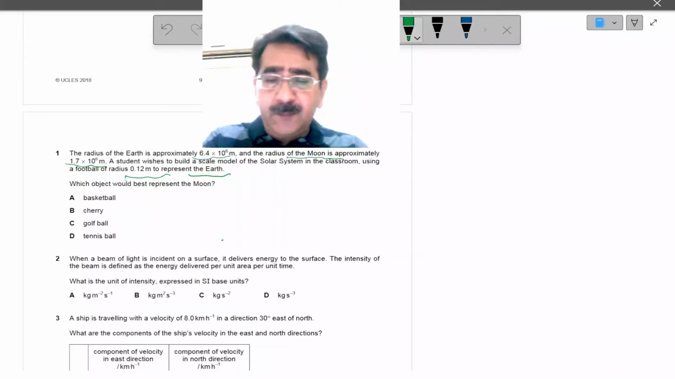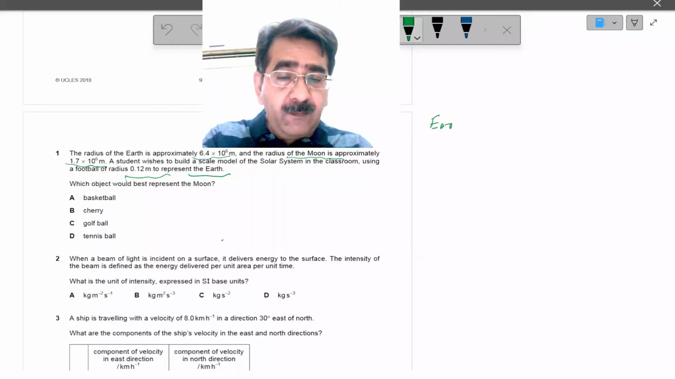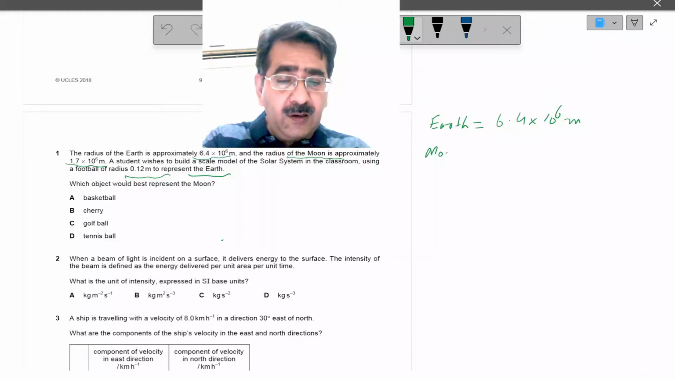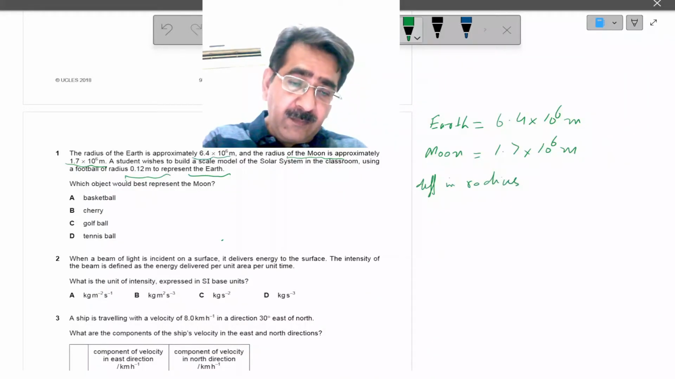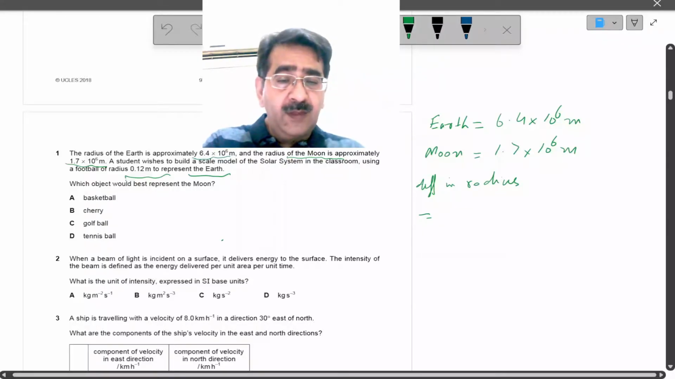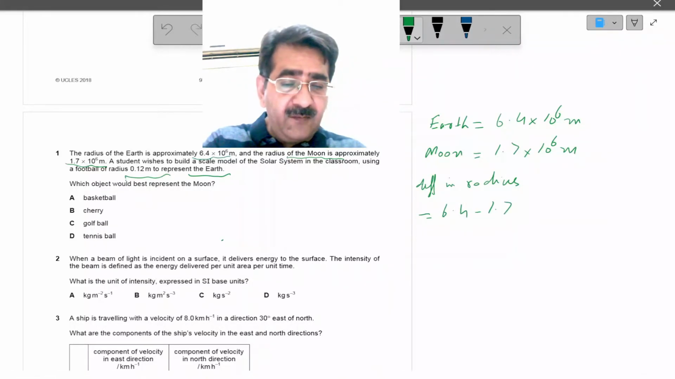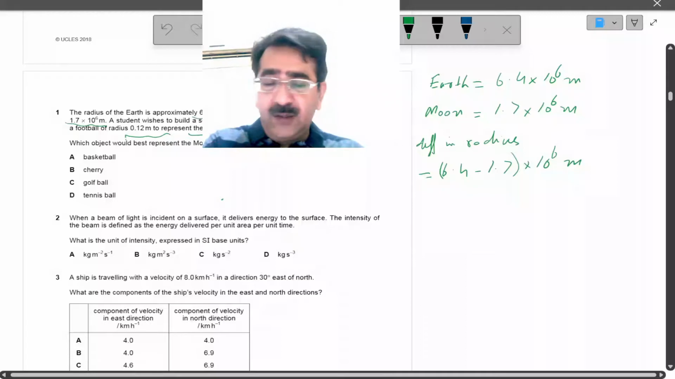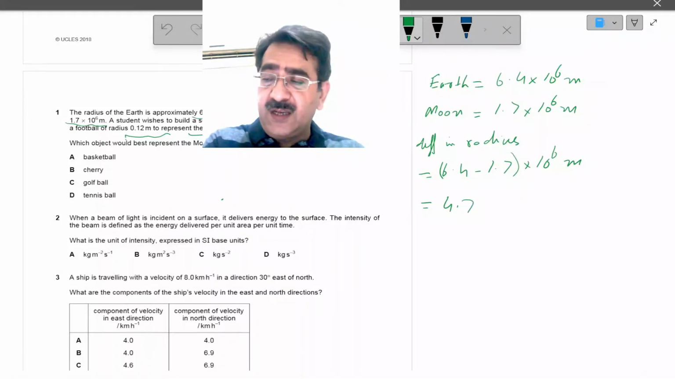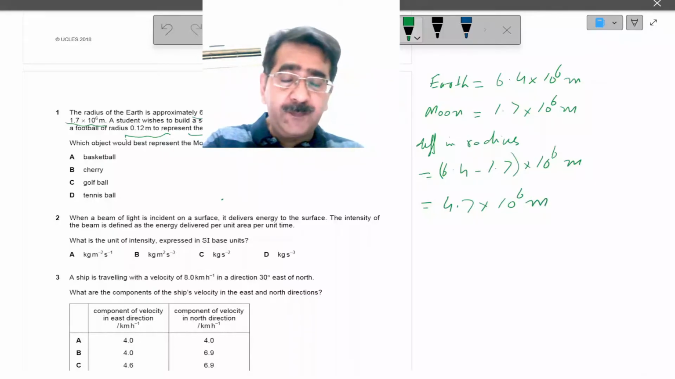According to the given data, the radius of Earth is 6.4 × 10^6 meters. The radius of the moon is approximately 1.7 × 10^6 meters. So the difference in radius will be 6.4 minus 1.7 × 10^6 meters, which is equal to 4.7 × 10^6 meters.